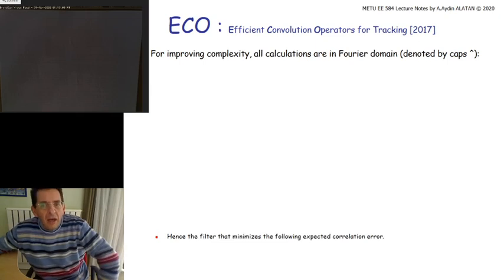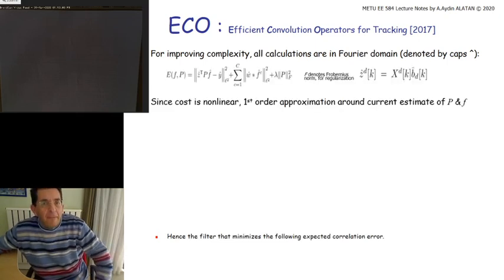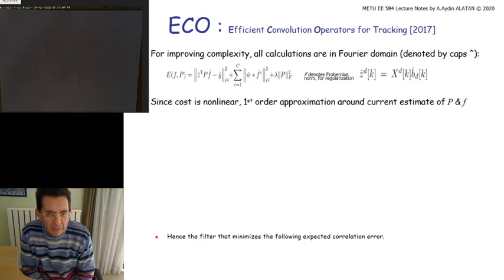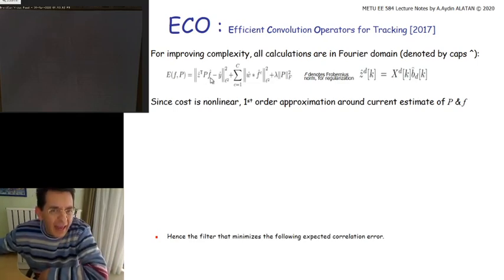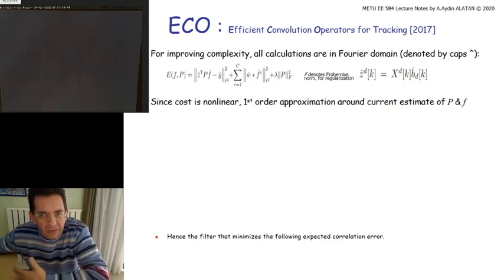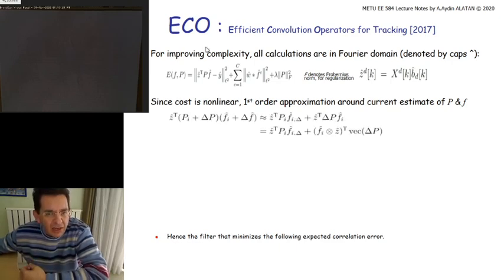Okay, now again we were here. This time it's much more difficult. This time the cost is nonlinear. Why nonlinear? P unknown and F unknown, they are multiplied. Therefore, right now we have a problem of nonlinearity. It's getting more difficult. Now let's do a little trick here. Let's open this nonlinear function around the current estimates of P and F, the current filter and the current weights, plus some delta improvements on top of them.